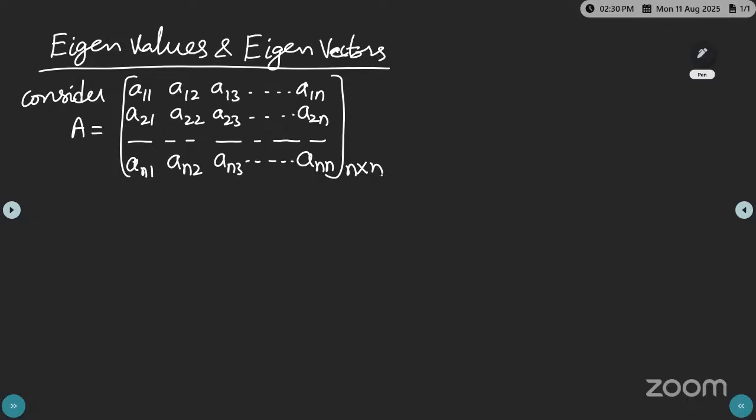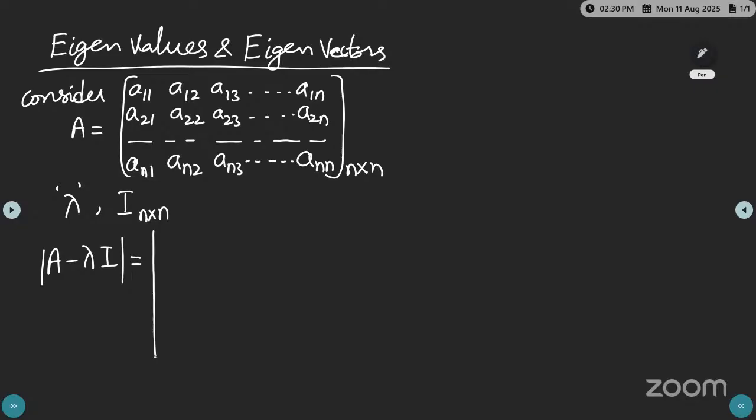Now listen. If lambda is a parameter, and capital I is an identity matrix of order n by n, then determinant of A minus lambda I.